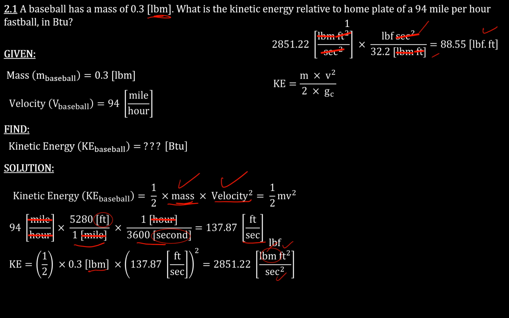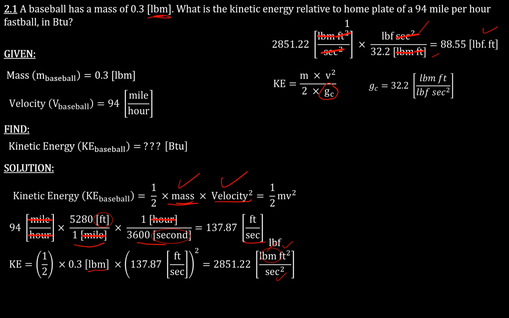So right here, the kinetic energy, we divided it by the gravitational constant. So what is this gravitational constant? The gravitational constant is 32.2, and pay attention to the units. It's pound mass feet divided by pound force second squared.